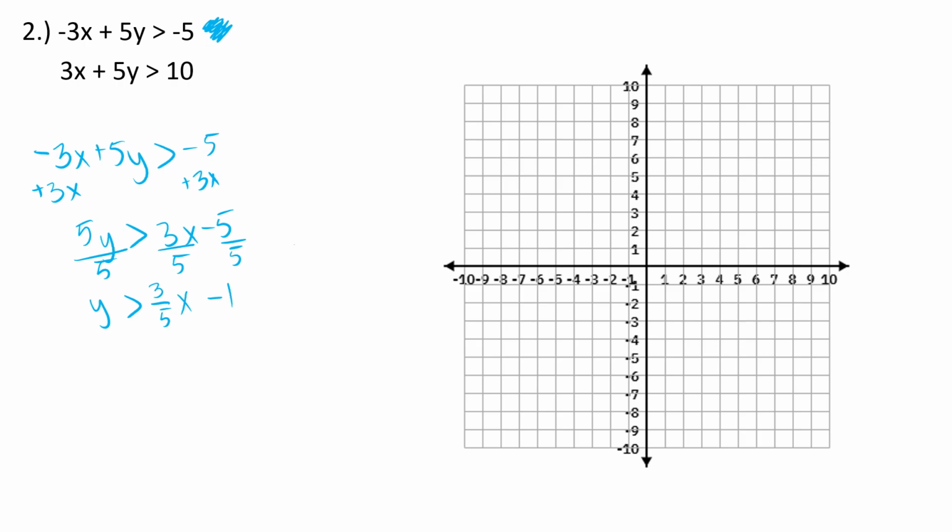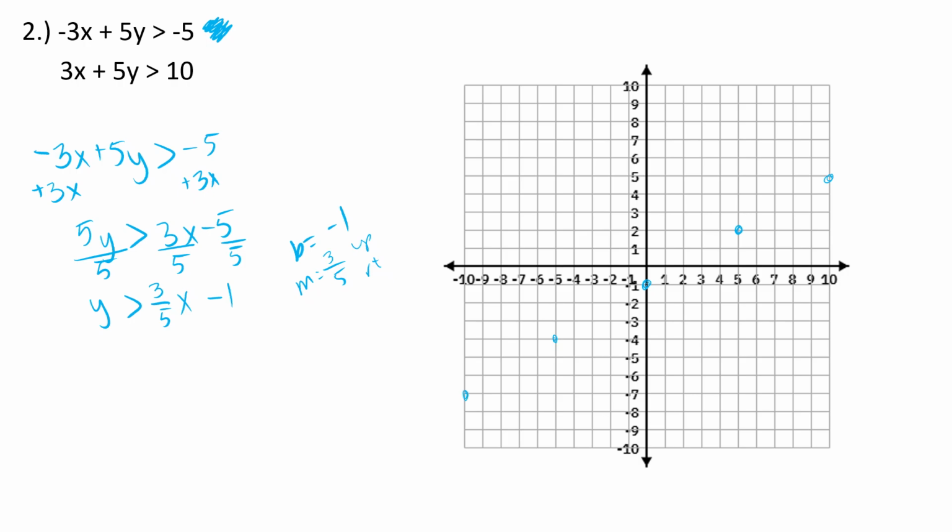So my y-intercept on this one is -1, and the slope is 3/5, so I'm going to go up 3 and right 5. So 1, 2, 3, 1, 2, 3, 4, 5. And I might be able to do that again. Up 1, 2, 3, right 1, 2, 3, 4, 5. And to make sure I don't drift, I'm going to go down 1, 2, 3 and back 1, 2, 3, 4, 5. And I think I can do that one more time. 1, 2, 3, 1, 2, 3, 4, 5.